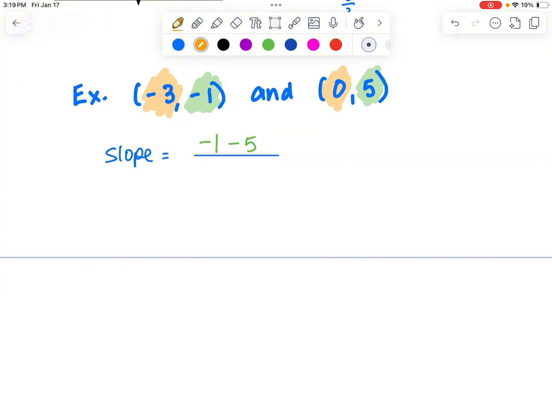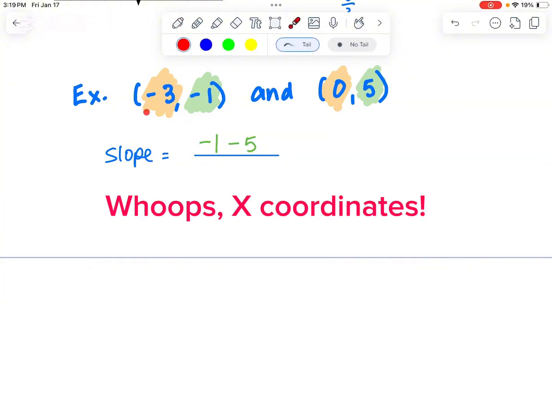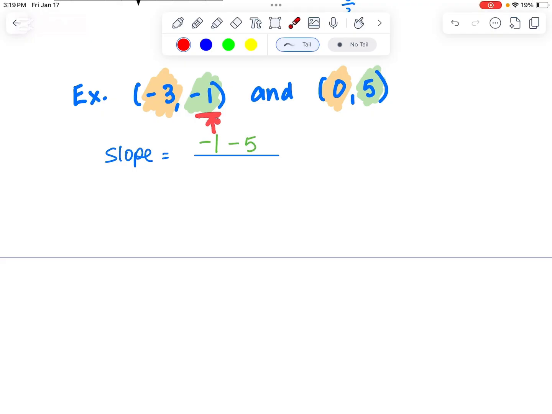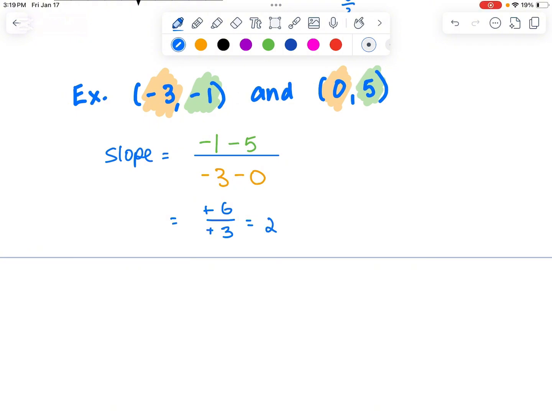Now, on the bottom, in orange, I'm going to deal with my x coordinates. If I start with -1 from this coordinate, when I'm in the denominator, I can't start from the other point. I have to start with my -3 again. So -3 minus the 0. That's going to give us -6 over -3. And when you reduce that, these negatives cancel each other out and we get 2, just like we had above.